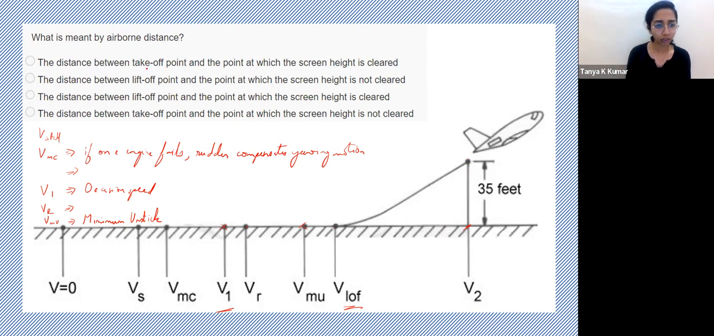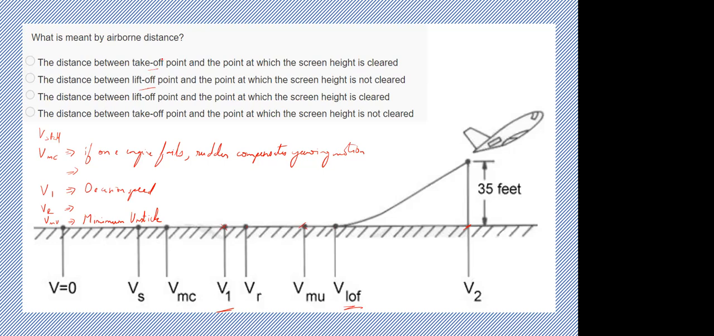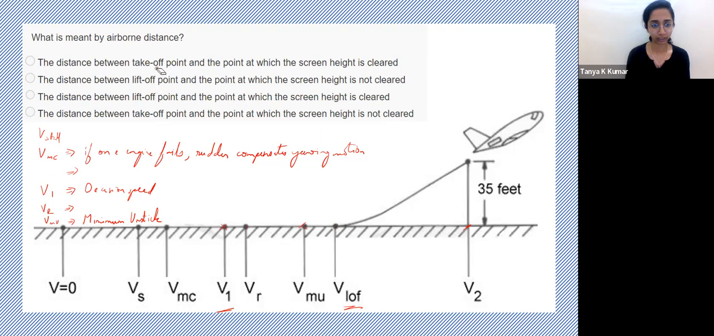Okay, so I think the options are a little bit ambiguous. Takeoff and liftoff, pretty much the same thing, right? So takeoff is from the starting point. Liftoff is the point at which the aircraft is no longer on the ground. Okay, yes, you're right.